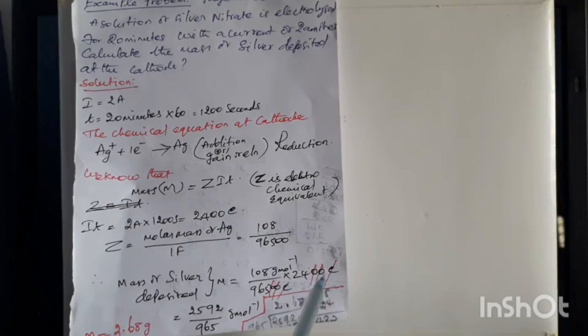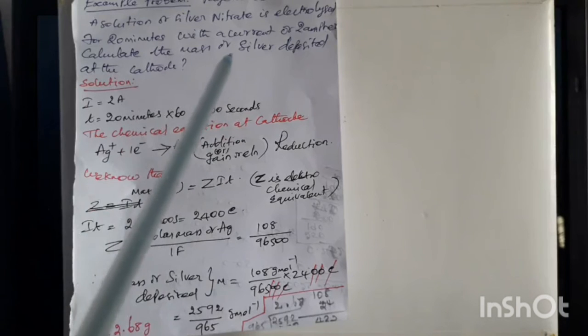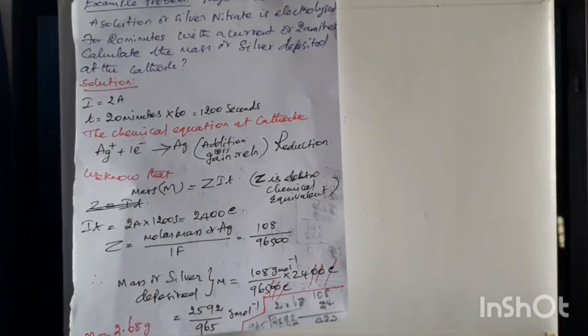The coulombs cancel, and then it is 108 times 24 divided by 965. This is 2592 divided by 965. Dividing again, the answer is 2.68 gram. So the mass of silver deposited at the cathode is 2.68 gram. This is the final conclusion for this example.